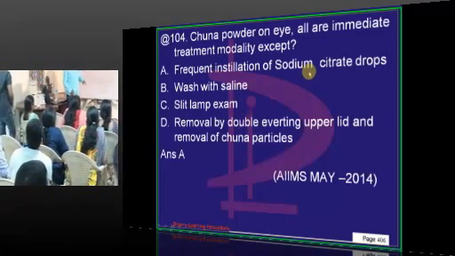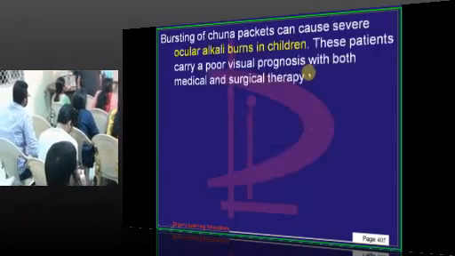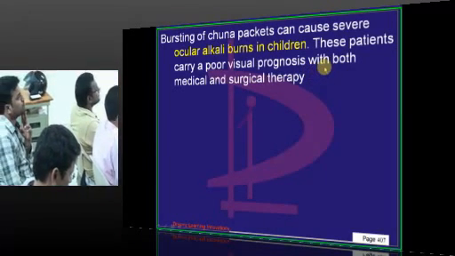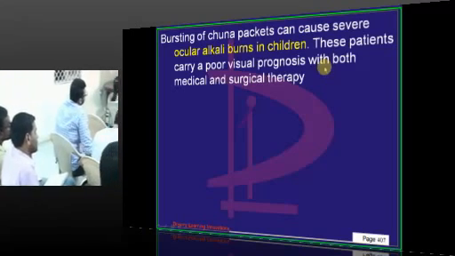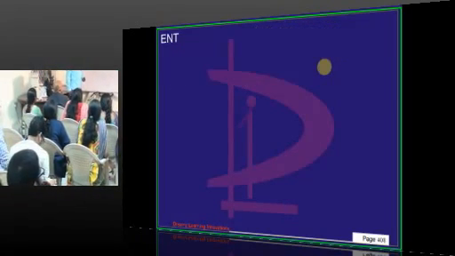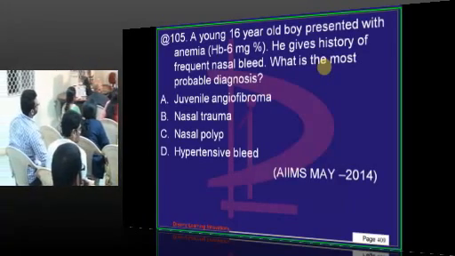But instillation of sodium citrate is not an immediate measure. Whenever alkali burn is there, immediately what you need to do, after some time what you need to do, there are all protocols of managing the alkali burns of the eyelid. So that's what you need to remember.